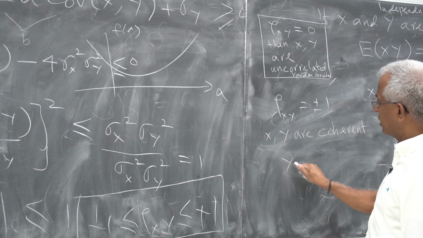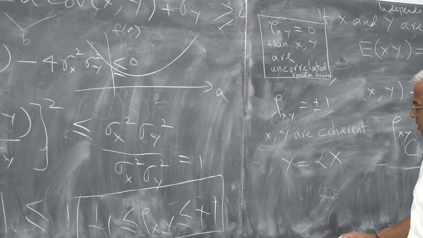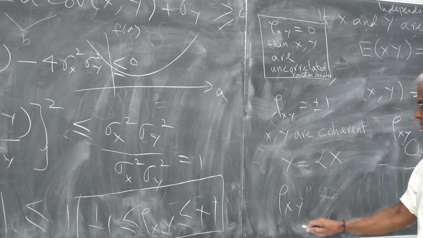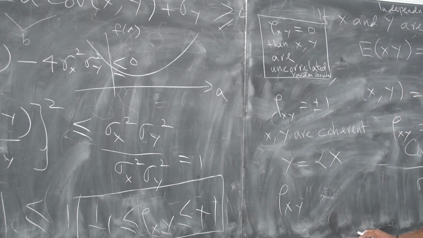For example, if y is of the form alpha x, you can check that rho xy is 1. This is like a multipath signal. Y is a delayed version of x. The signal and its multipath are completely coherent because whatever happens in the signal, the multipath will reflect after a while.